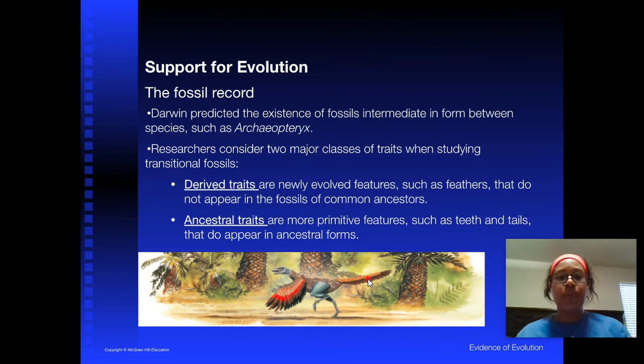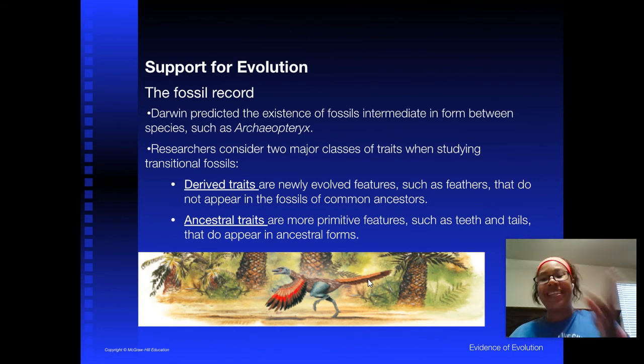All right. So this brings us to derived traits and ancestral traits. Ancestral traits are passed on from the ancestors. So the common ancestor will have that trait also. A derived trait is going to be new, something that the ancestor didn't have. I don't have a good example off the top without showing you guys something. We'll talk about it in class.